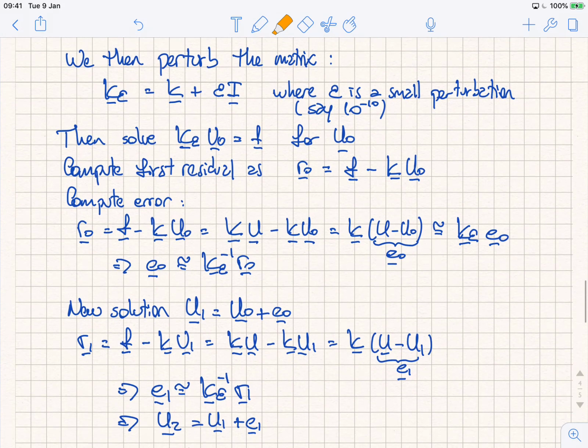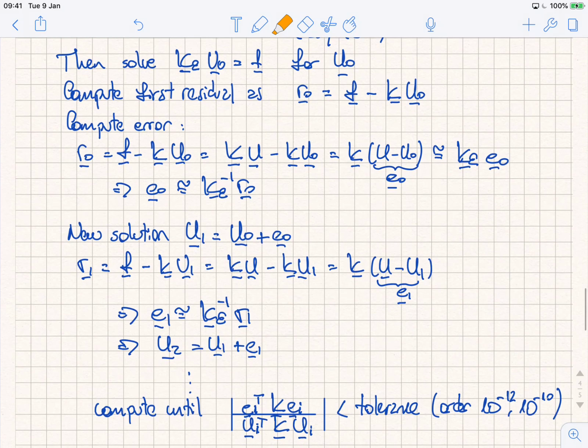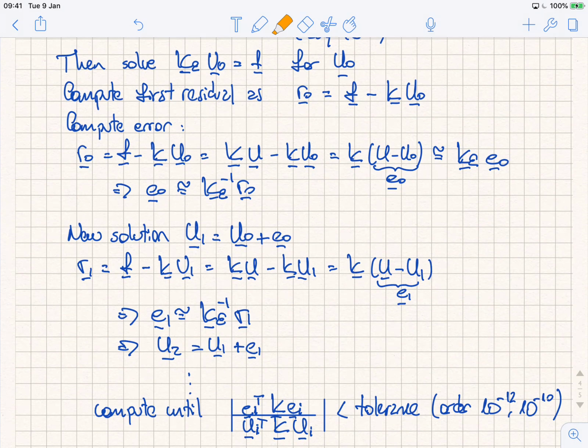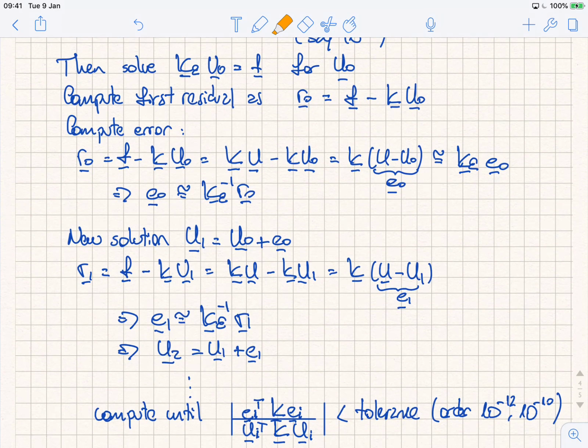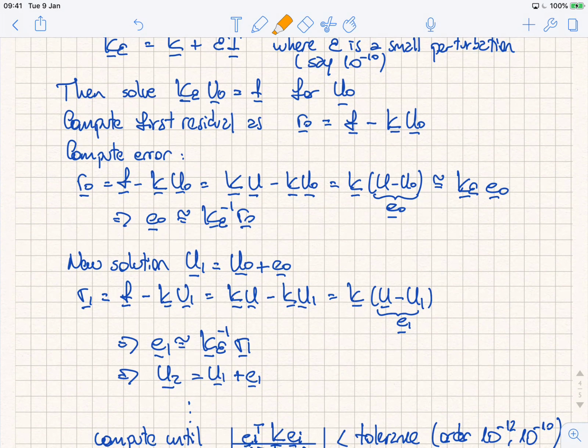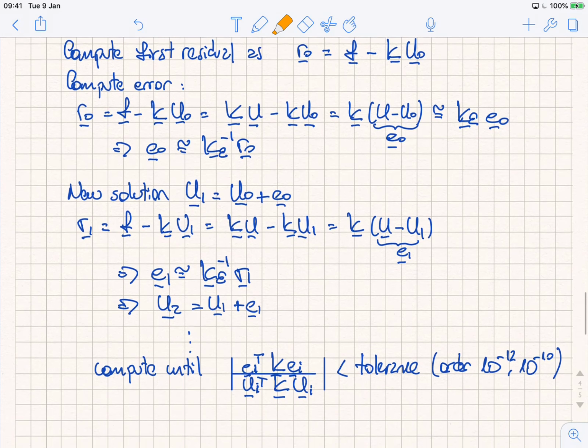And then we follow this iterative procedure, where the first thing we do is, well, we solve for our first guess U0, right? We compute what would be the residual for that U0, because since we didn't use the original K, this computation F minus K U0 is not going to be 0. It's going to have some finite value, but it's going to be very small because the two systems are very close to one another. Okay, and then we compute the error.